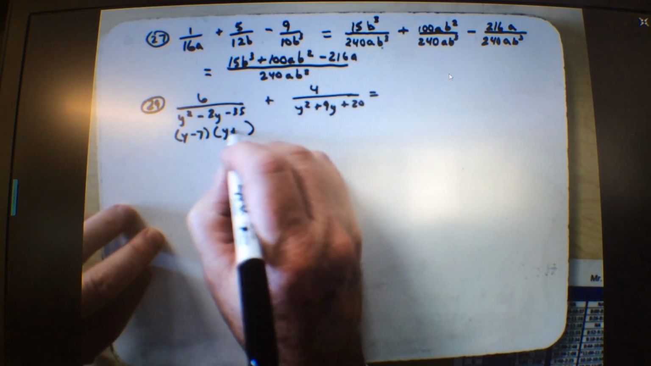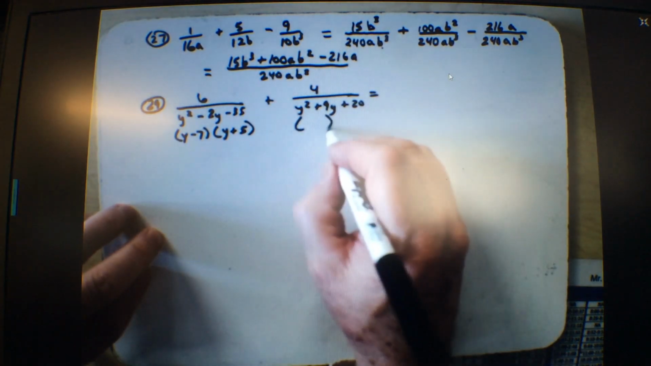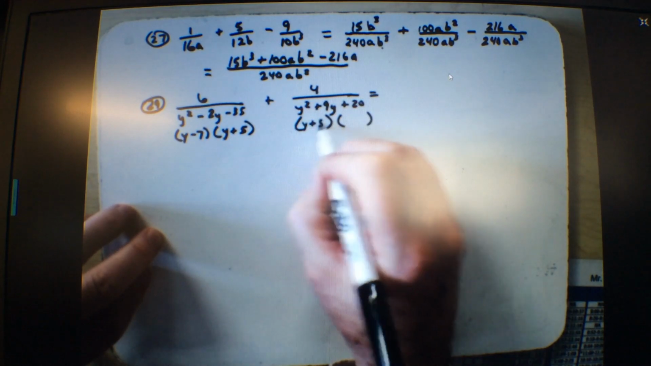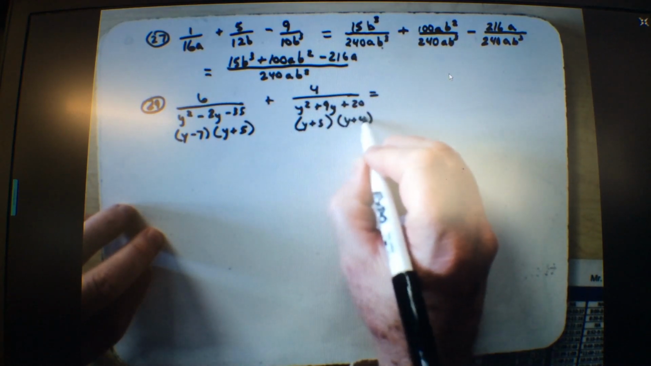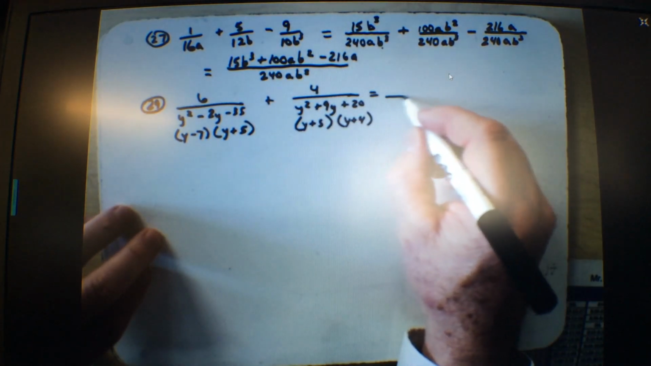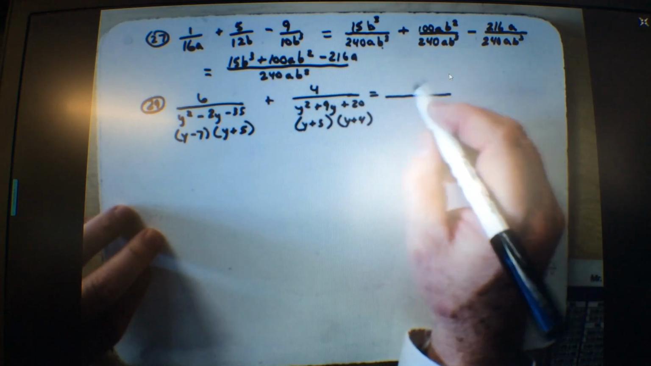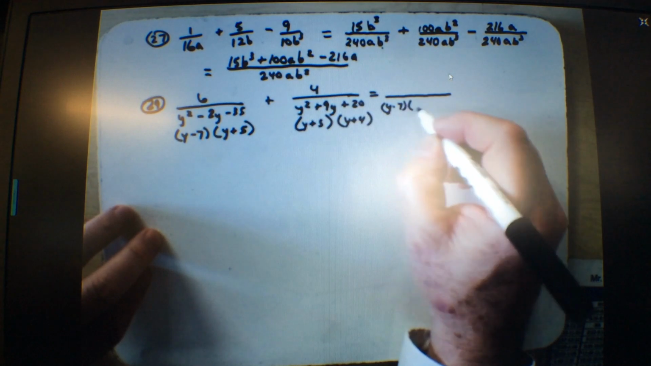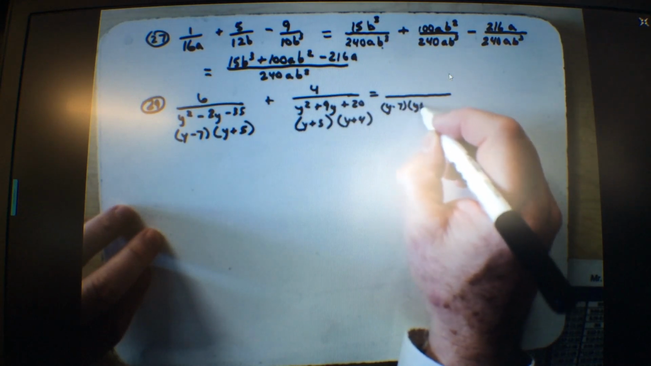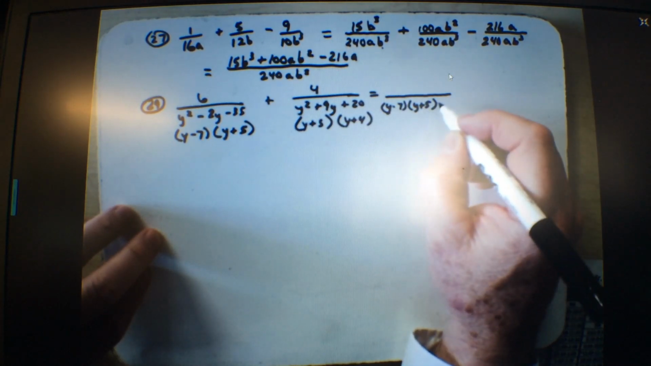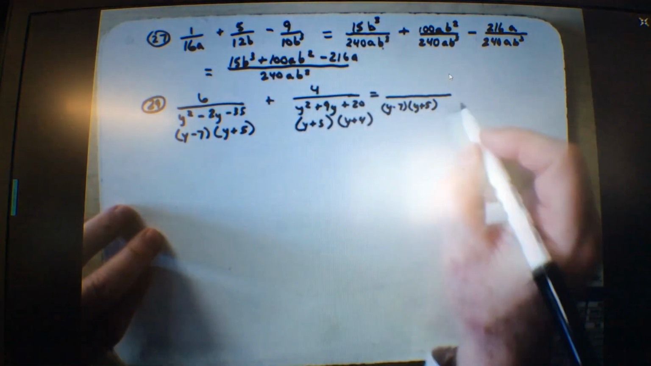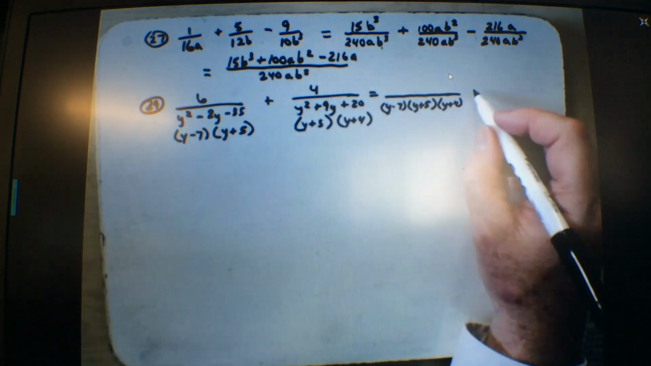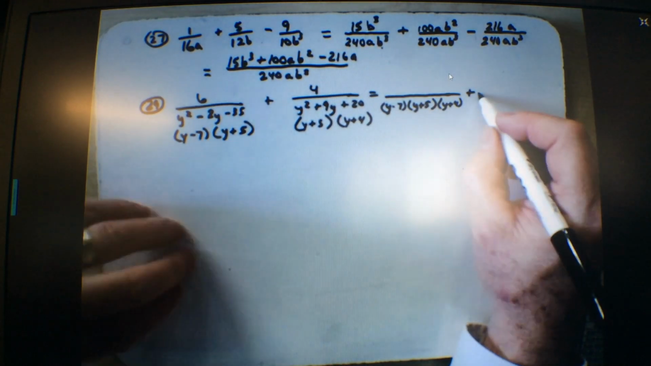So y plus 5. Let's try this one: 20 and 9, 5 and 4. Alright, so our common denominator is y minus 7, y plus 5, y plus 4. There's only one y plus 5 in each one. If they share, we share. You don't want to cancel them, you'll be right back where you started.